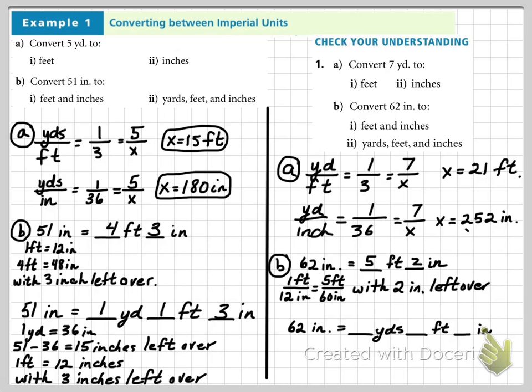Now, if we converted 62 inches into yards, feet, and inches, I could first of all divide that by 36, and I'd get 1 yard. I know I've got 2 inches left over, because 5 feet from previously is the same as 1 yard with 2 feet left over. And I can say that I have 1 yard, 2 feet, and 2 inches.